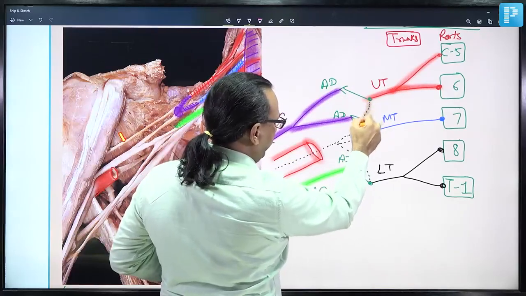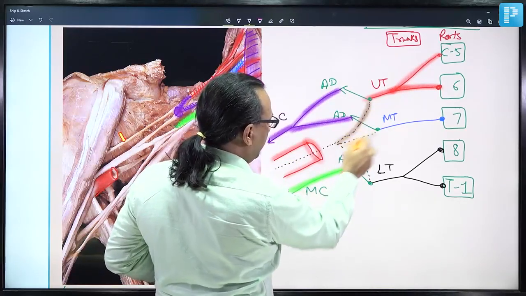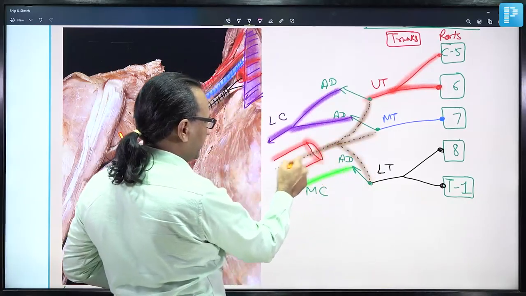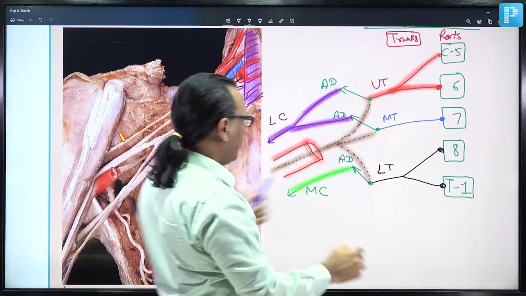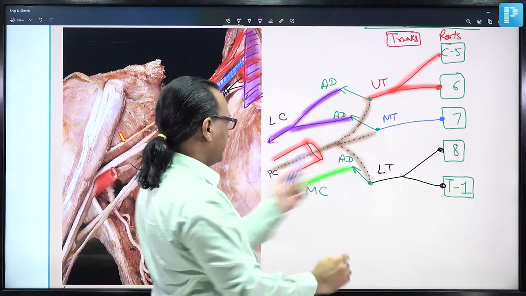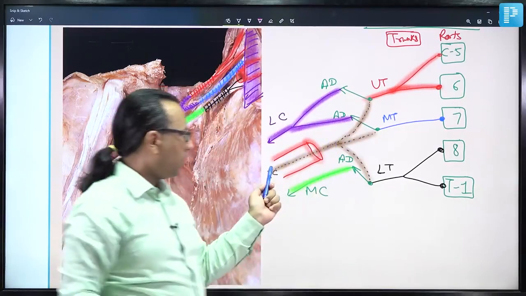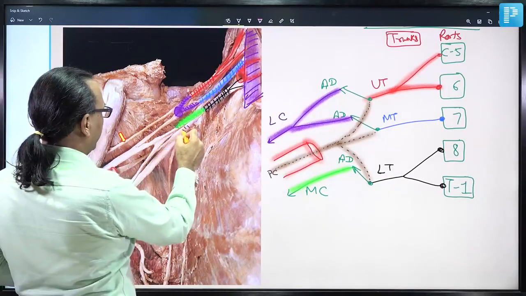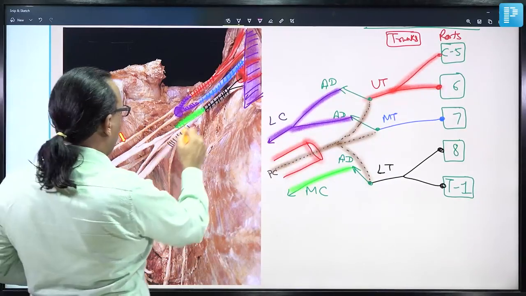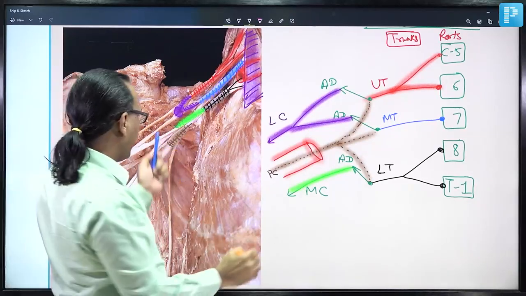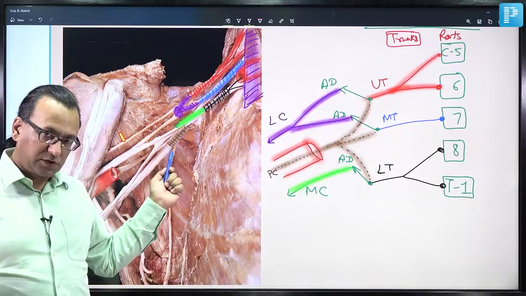So the posterior division of upper trunk and the middle trunk and the lower trunk, they'll be forming the posterior cord of brachial plexus running posterior to axillary artery. Fine. That is the posterior cord of brachial plexus. But can you show posterior cord in this diagram? Yeah, let us see here. This is the posterior cord of brachial plexus, and we'll be skipping it here at this moment because we have a separate diagram for posterior cord.